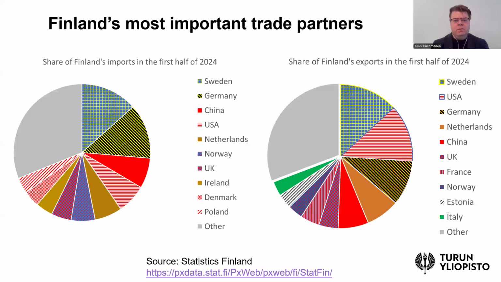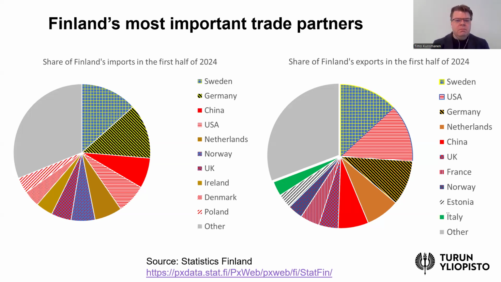of 2024. On the right-hand side, I have the share of Finland's exports in the first half of 2024. So we have countries from smallest to largest, and we can see that both in terms of imports and exports, Sweden is the most important trade partner of Finland.